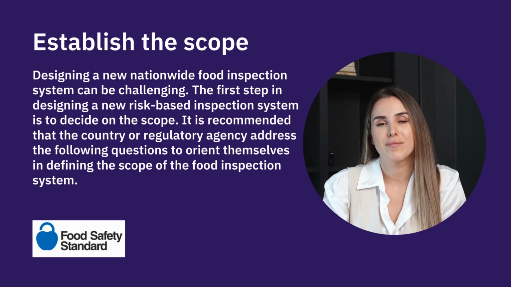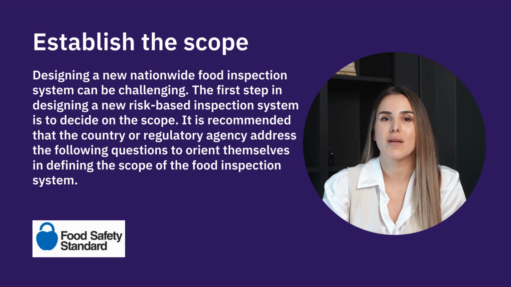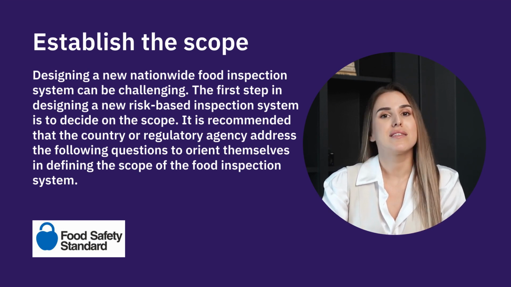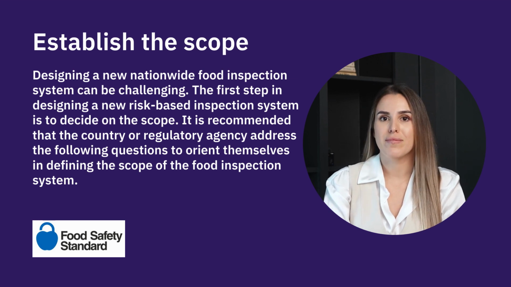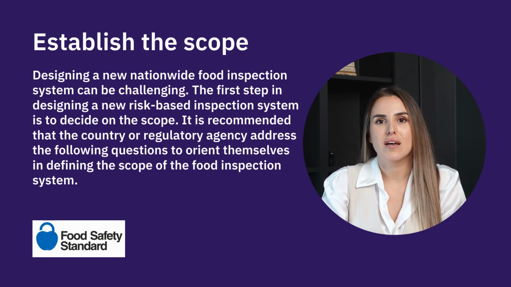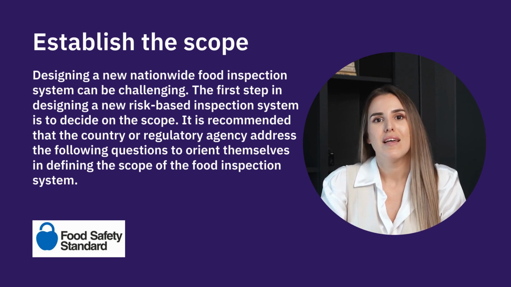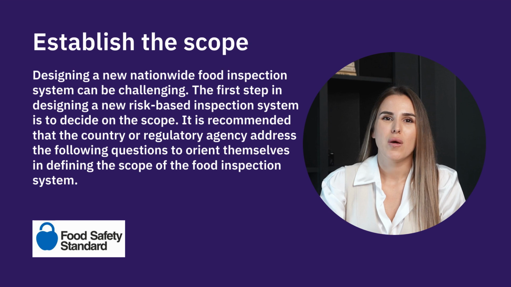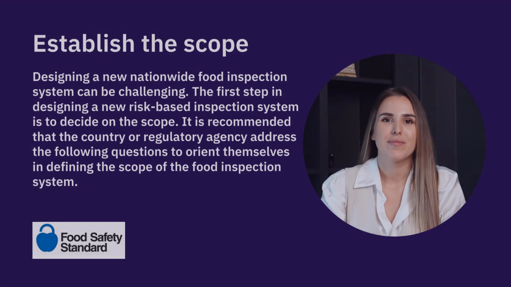Establish the scope. Designing a new nationwide food inspection system can be challenging. The first step in designing a new risk-based inspection system is to decide on the scope. It is recommended that the country or regulatory agency address the following questions to orient themselves in defining the scope of the food inspection system.